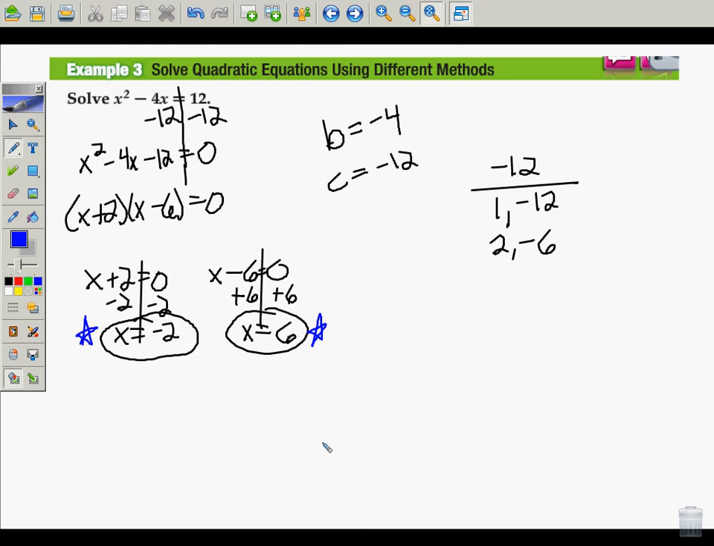I don't care what method you use unless I specifically say I want you to use this method. So if on a quiz or a test it just says solve, I don't care if you complete the square or factor or graph or use the quadratic formula. Now there will be some questions where I say use the quadratic formula to solve, but if I don't specifically say that, go right ahead. Use whatever method you want. Use whatever method you are most comfortable with.